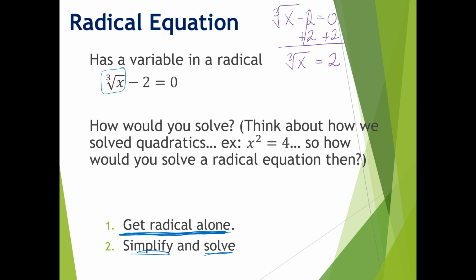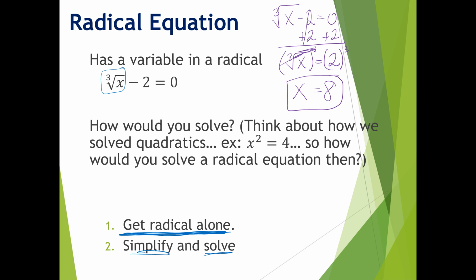Now again, to get a cube root to disappear, our goal is to get x alone. We need to cube both sides. So we're going to cube both sides. Again, when you do that, all this cancels. You're just left with x, and then 2 cubed is 8. And that is your answer.